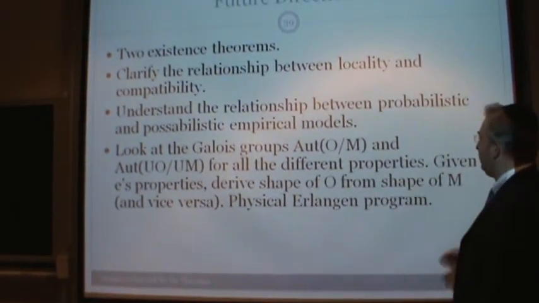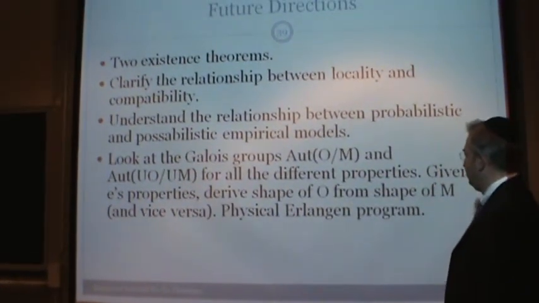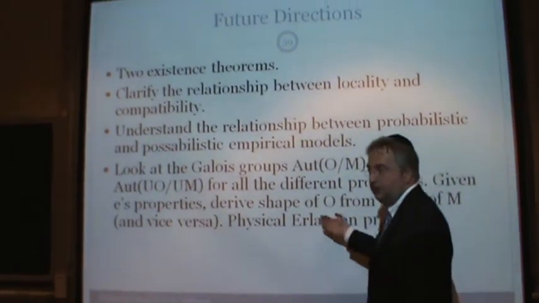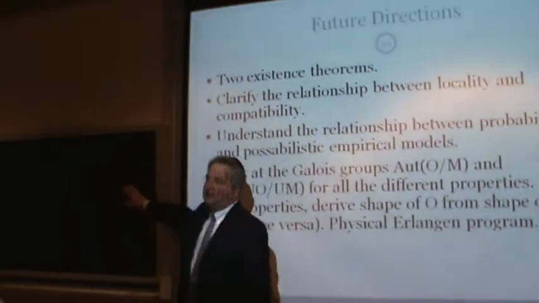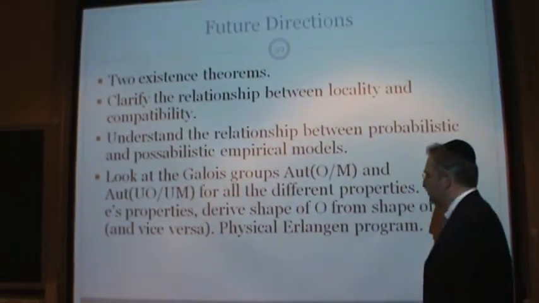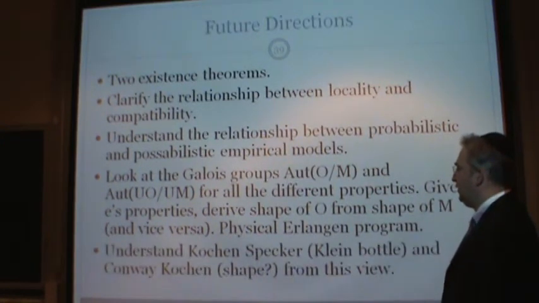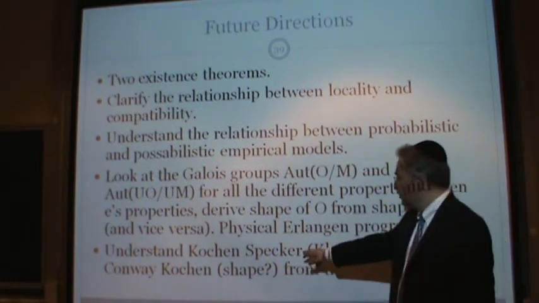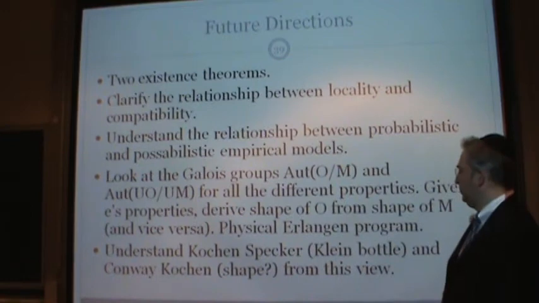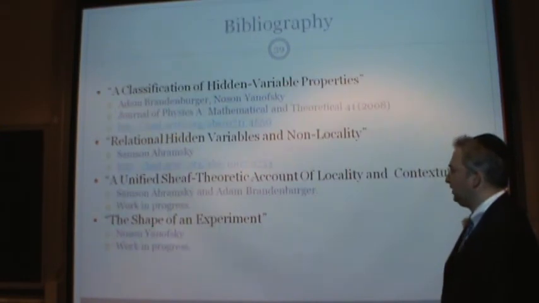Okay, for all the different properties, given E's properties, derive the shape of E from M and vice versa. In other words, look at the symmetries of the possible outcomes and get out the measurements. So that's like group theory, which is exactly what it is. Okay, these other two, no-go theorems, Kochen and Specker. The shape of Kochen and Specker, I think, is a Klein bottle, but I'm not sure about it. And Conway's, which is a complicated shape.